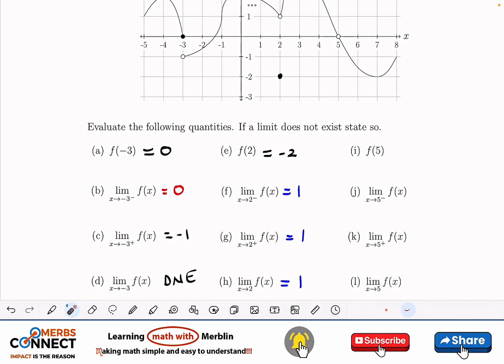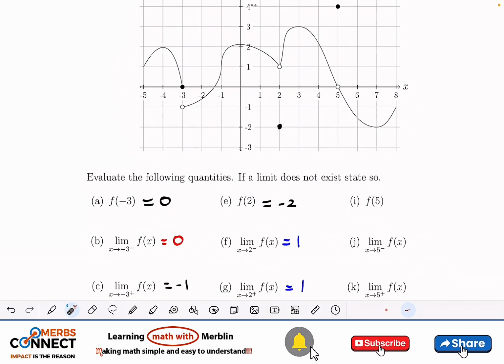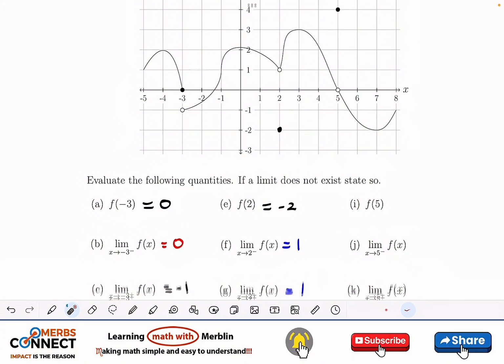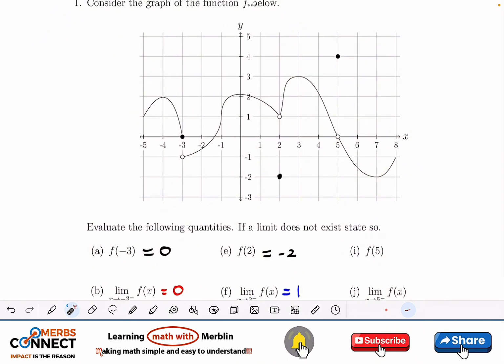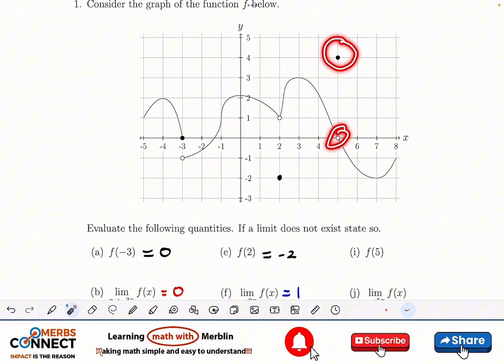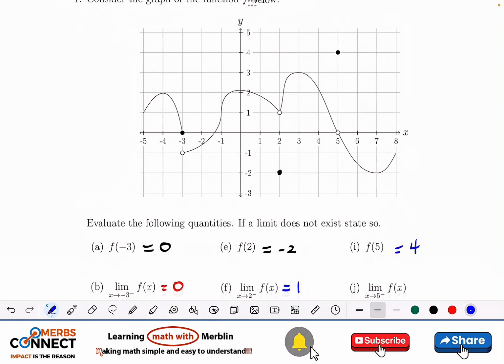Now let's look at the last one here, f of 5. I have some examples here to give you to practice, so don't worry. F of 5, now let's look at the 5. This is 5, this is open, this is closed. So since it's this one, we pick the one which is closed. So closed is going with 4, so this is going to give us 4.